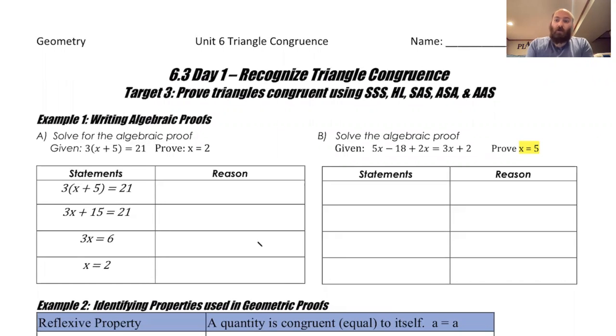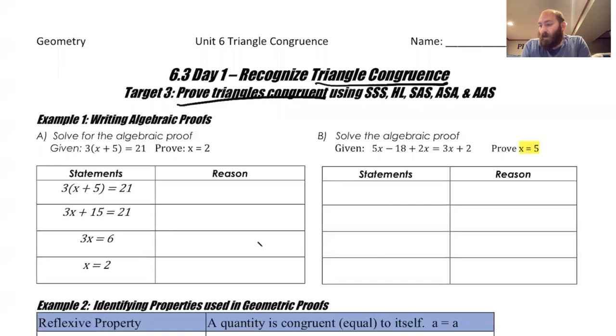Today we're going to be talking about congruent triangles. We're actually going to take a break from geometry stuff and talk about algebra again. The main reason is that our goal ultimately is triangle congruence, and you look at target 3 here, prove triangles congruent. That prove idea is what we're going to be practicing today, but with some stuff that you've probably done in the past.